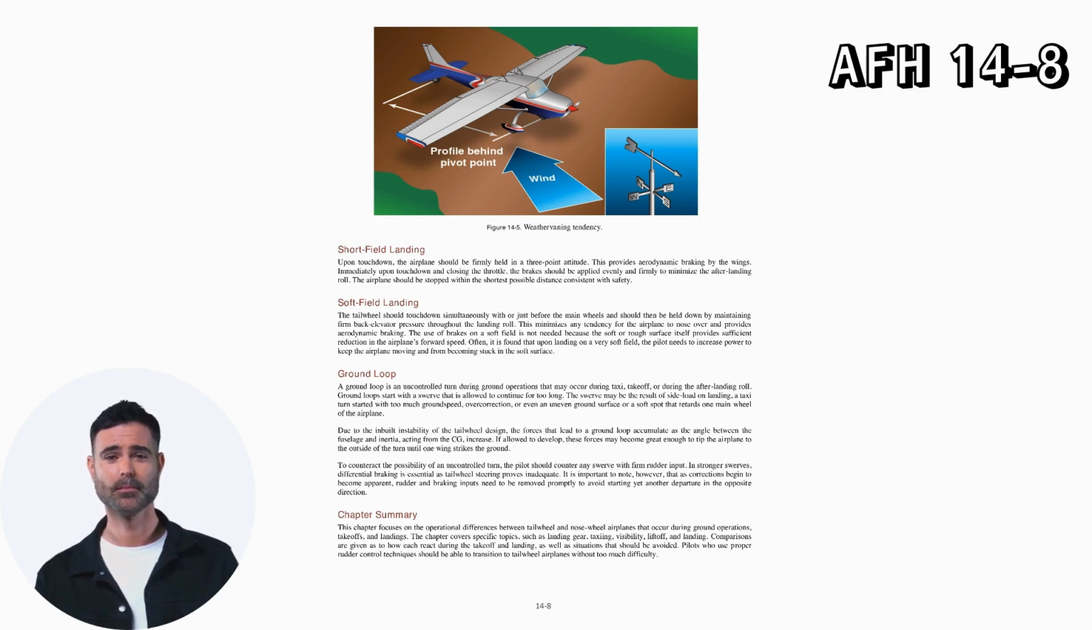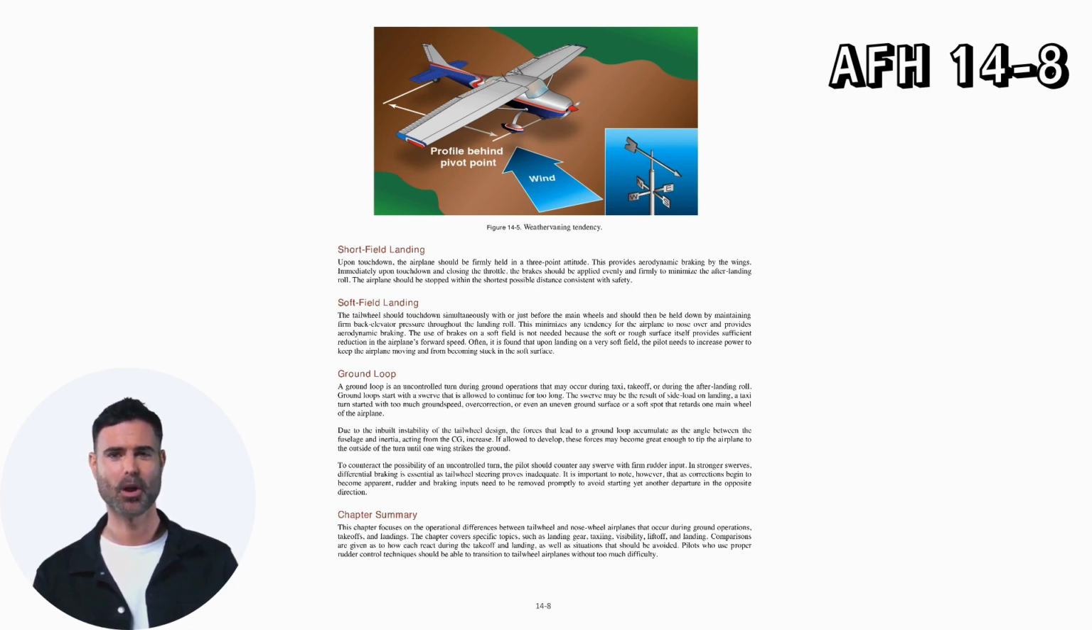Soft field landing. The tail wheel should touch down simultaneously with or just before the main wheels and should then be held down by maintaining firm back elevator pressure throughout the landing roll. This minimizes any tendency for the airplane to nose over and provides aerodynamic braking. The use of brakes on a soft field is not needed because the soft or rough surface itself provides sufficient reduction in the airplane's forward speed. Often, it is found that upon landing on a very soft field, the pilot needs to increase power to keep the airplane moving and from becoming stuck in the soft surface.